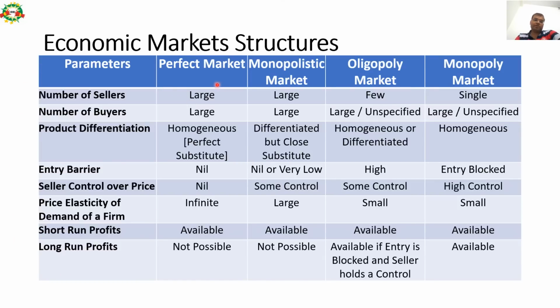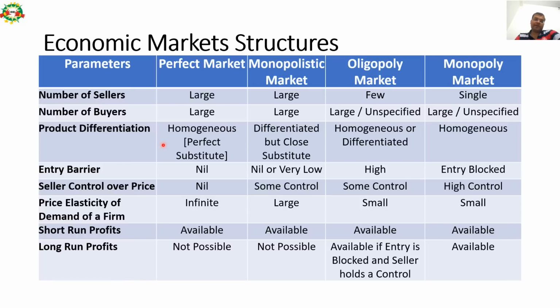So here in case of perfect market, number of sellers will be large. Monopolistic market, again it will be large. In case of oligopoly market, it will be few, and in case of monopoly market, there will be single seller. However, if we talk about number of buyers, they will remain very large in perfect market and monopolistic market. However, in case of oligopoly market, it could be large or unspecified, and monopoly market would be normally large or unspecified. Then product differentiation.